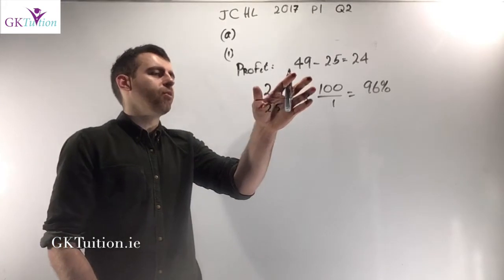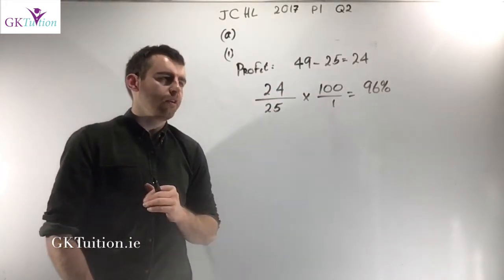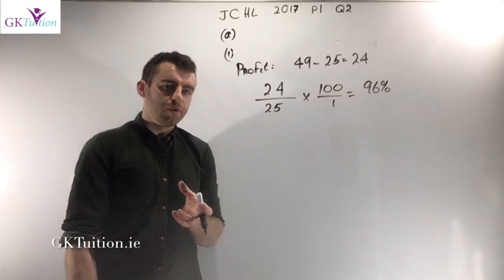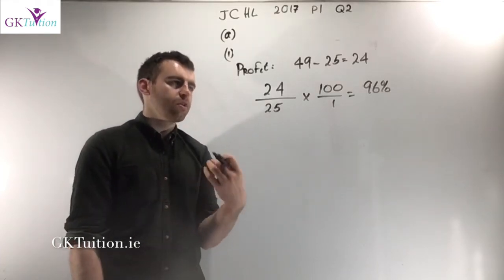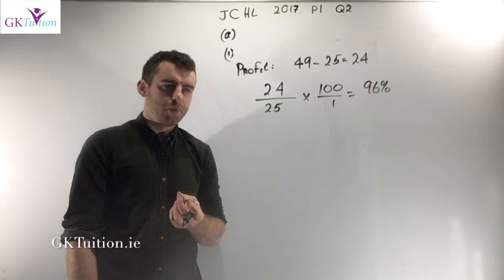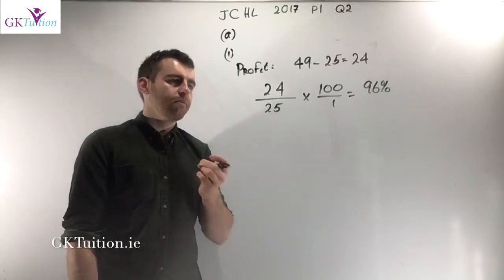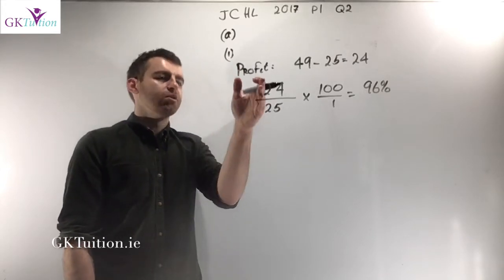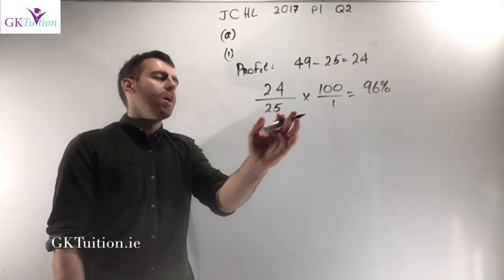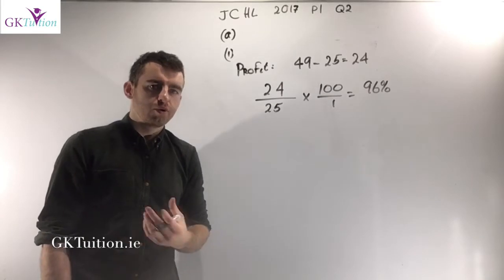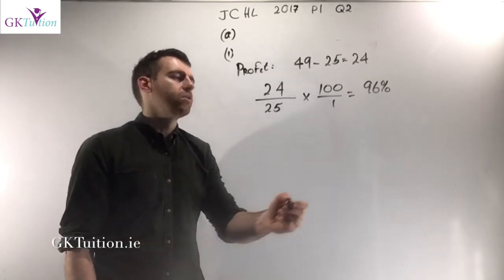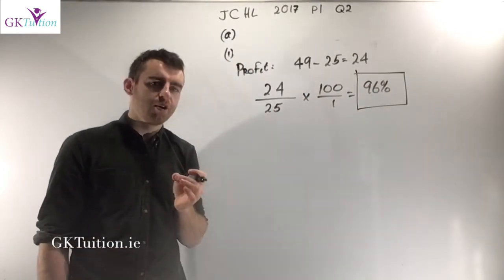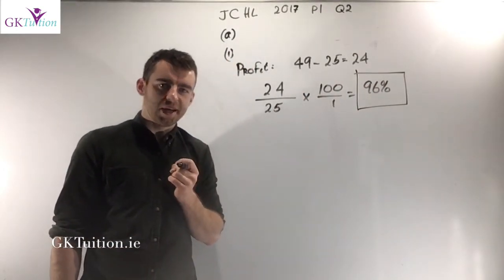So they sell them for €49 and they bought them for €25. 49 minus 25 tells me that the shop makes €24 on each of these t-shirts. So the profit they make is €24. The markup is the profit divided by the cost price. So it's 24 divided by 25 and multiplied by 100 over 1 in order to turn it into a percentage. So the percentage markup in this case is 96%.